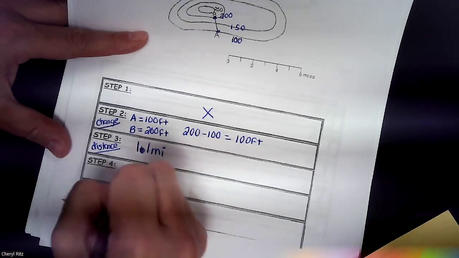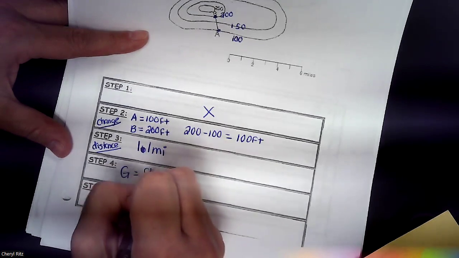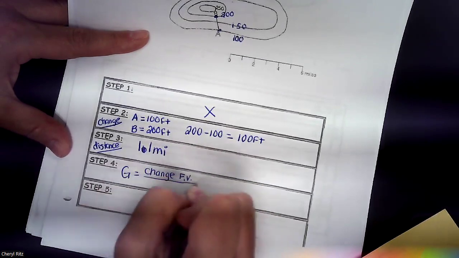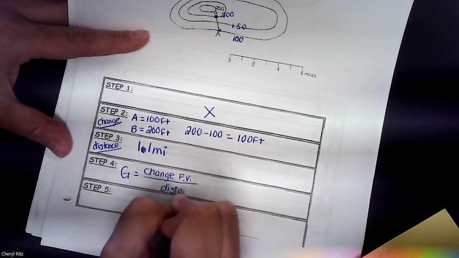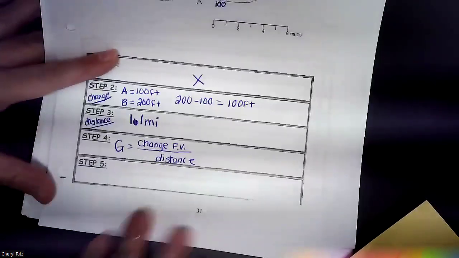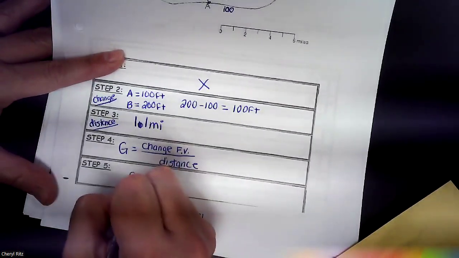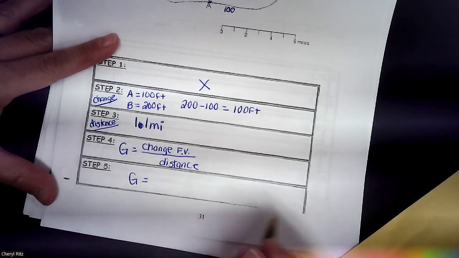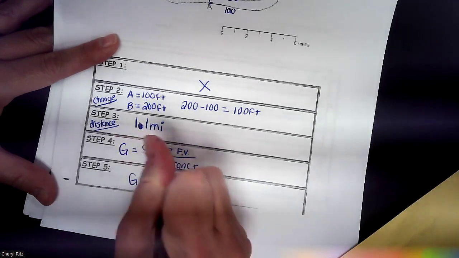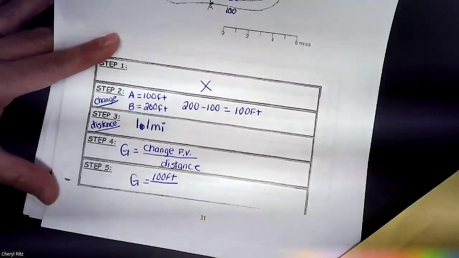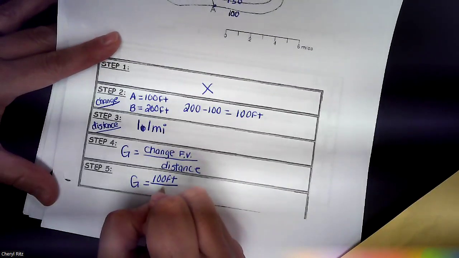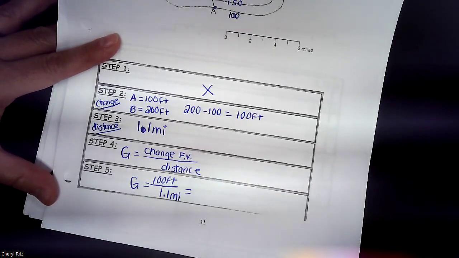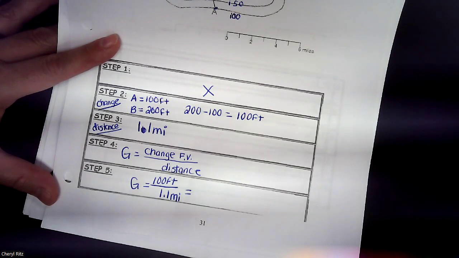Step 4, again, was just to write the equation. You can shorten it up. I'm going to do change in FV, field value, divided by distance. And step 5 is just to solve. So my gradient, the change in field value, which step was change in field value? 2, so that's 100 feet. What step did we find the distance in? 3, so that's 1.1 miles, MI. Plug that into your calculator and round to the nearest 1/10.